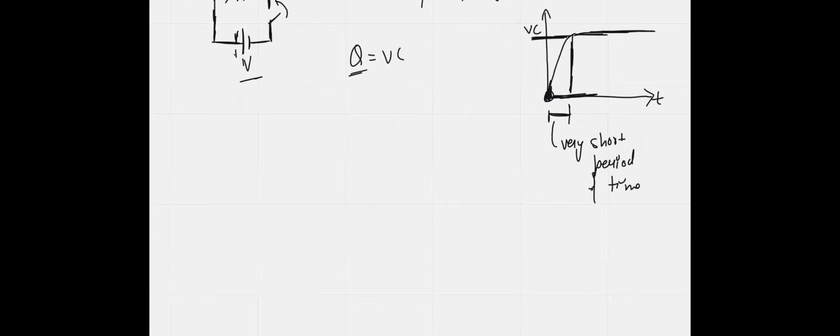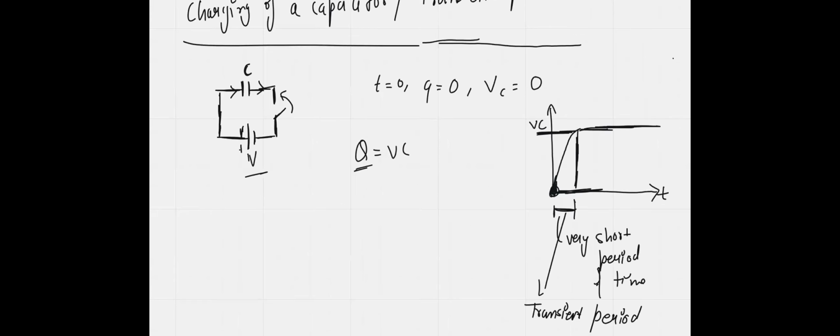Basically this duration can be called the transient period. Understood? In this transient period, your capacitor is getting charged. After this, it is in a steady state.